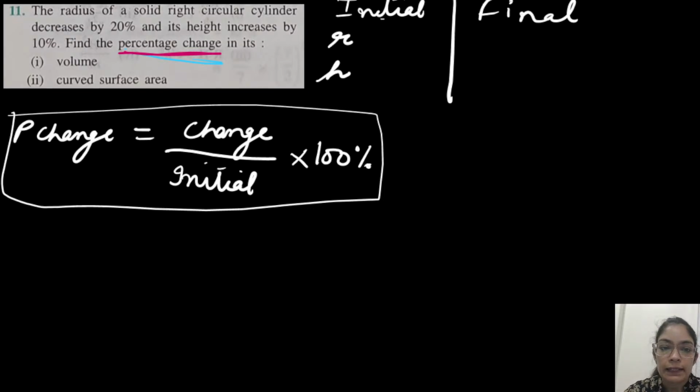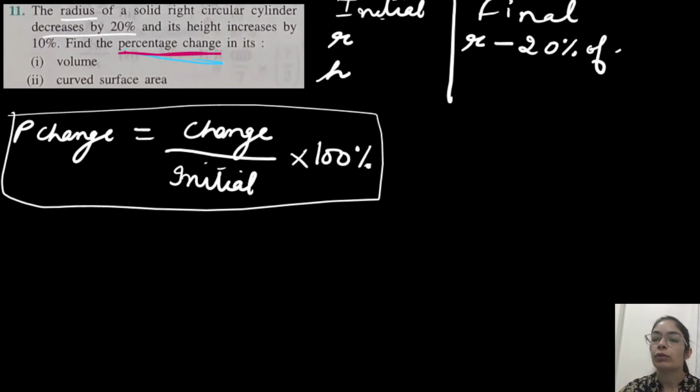Now what is happening in case of radius? So radius decrease is happening. Decrease in maths means minus. Okay. So now final radius, it is actually decreasing by 20%. So that means minus 20%. 20% of what? 20% of its own value only. Percent is always of something. Here percent is of its initial value only. So this will be the final.